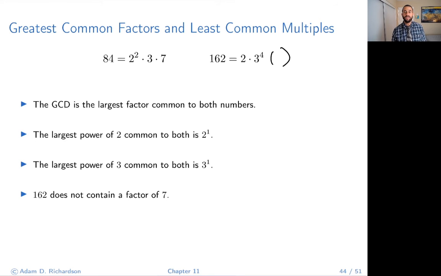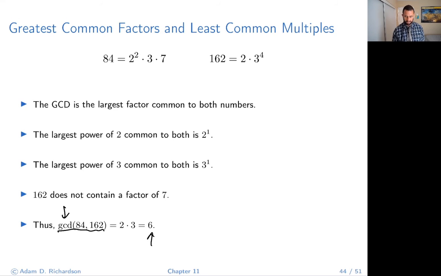162 doesn't contain any factor of 7, so I can't toss in a factor of 7. If I toss in a factor of 7, then I lose 162. So that means what I need is 1 factor of 2 and 1 factor of 3, and that number will be the greatest common divisor. There you go. So the greatest common divisor of 84 and 162 is 6. That's the largest number that divides both of them.